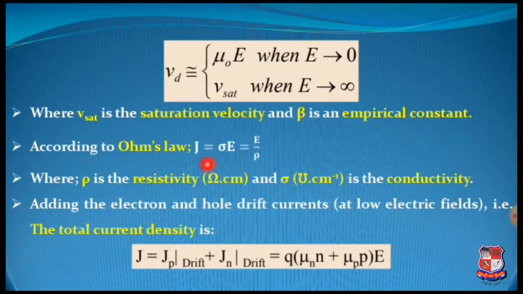According to Ohm's law, J is equal to sigma into E, that is equal to E upon rho, where rho is the resistivity, the inverse of conductivity, having the unit ohm into centimeter, and the conductivity has the unit mho into centimeter inverse. Adding the electron and hole drift currents at low electric field, the total current density can now be given as J is equal to Jp drift plus Jn drift. So q is common, and we have q into (mu n n plus mu p p) into E. So this is for drift.